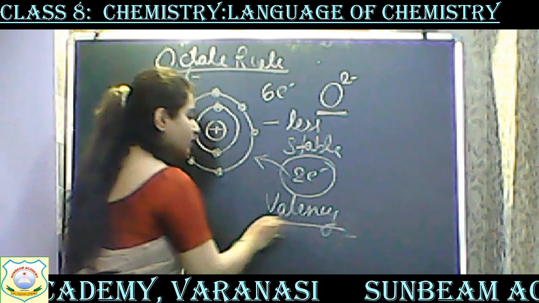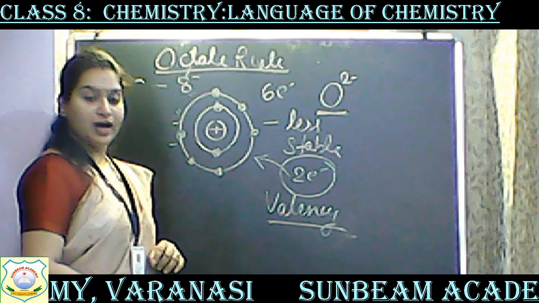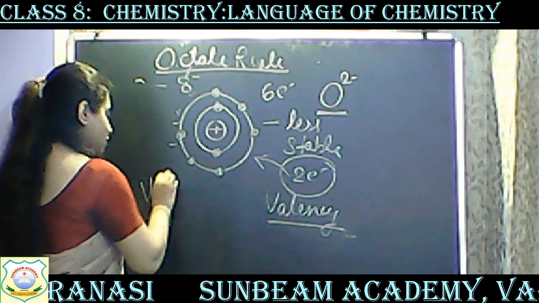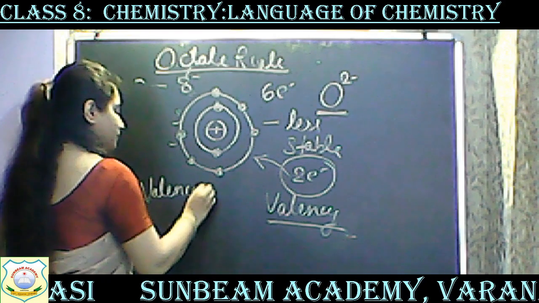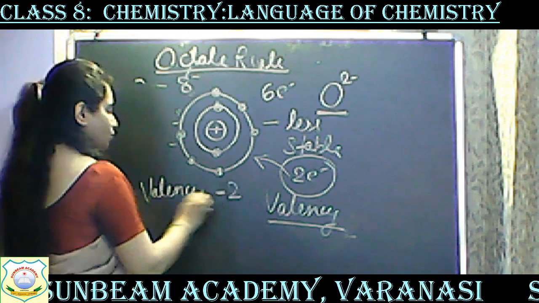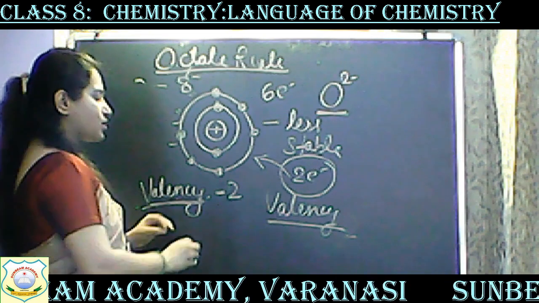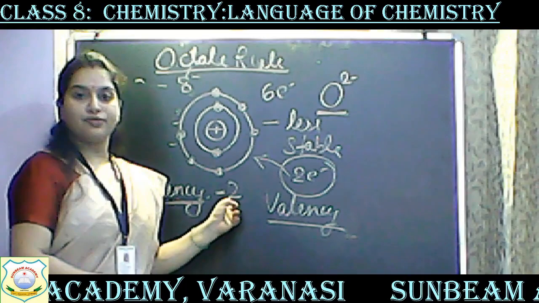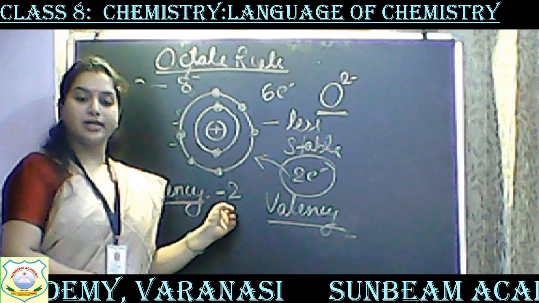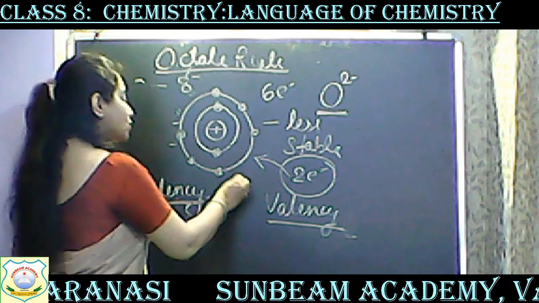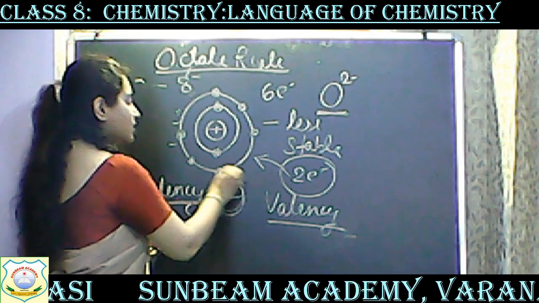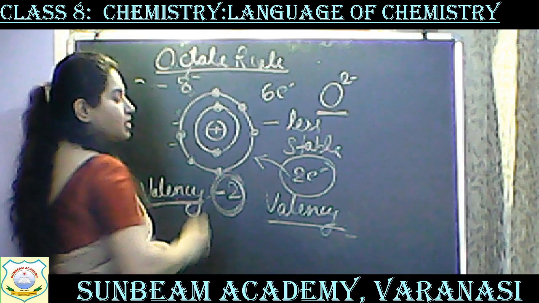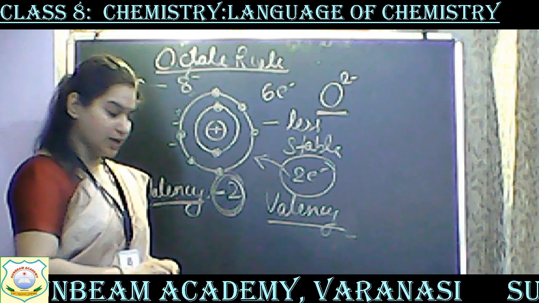गॉट इट? And these 2 electrons that we are adding to make it stable is its valency. Got it? This is called its valency. So the valency of oxygen will be minus 2. So what is the valency of oxygen? The valency of oxygen is minus 2 because we require 2 electrons. We will add 2 electrons to make it stable. Got it?